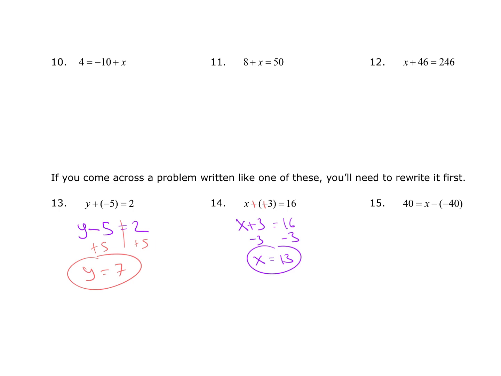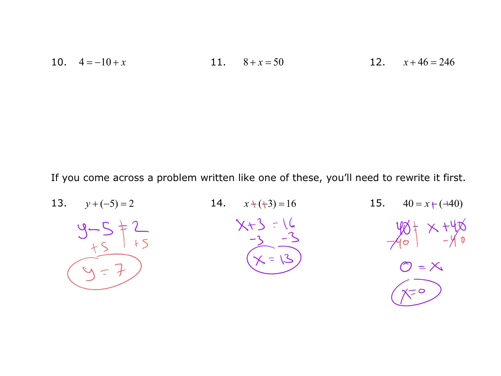And finally, number 15. 40 equals x minus negative 40. So once again, I'm going to change that minus negative into plus positive. So 40 equals x plus 40. And if I subtract 40 from both sides, on the right side I just get x, but on the left side it cancels out to... what number do I get if I cancel something out? You get 0. So 0 equals x, or x equals 0.